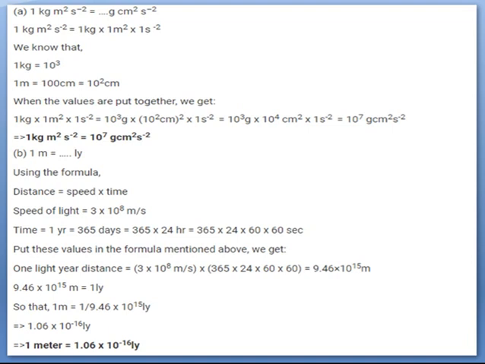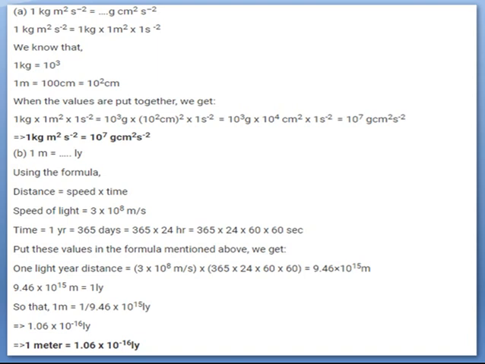As you all know that 1 kg equals 10 raised to the power of 3 gram and 1 meter is equal to 100 centimeter. So substituting the values of gram and centimeter in place of kg and meter and simplifying, we will get the value of 1 kg meter square per second square will be equivalent to 10 raised to the power of 7 gram centimeter square per second square. Let us see part B.